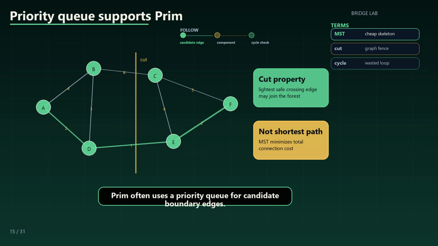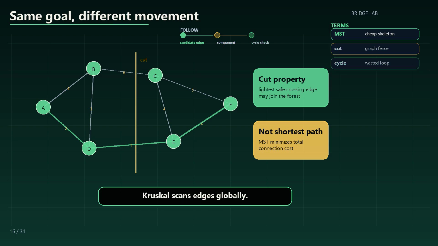Prim often uses a priority queue for candidate boundary edges. The frontier idea from shortest paths returns, but the meaning is different. Kruskal and Prim feel different, but both survive because every accepted edge has a safety argument behind it. Kruskal scans edges globally. Prim expands locally from a tree. Both are greedy, and both rely on the same safe edge reasoning.